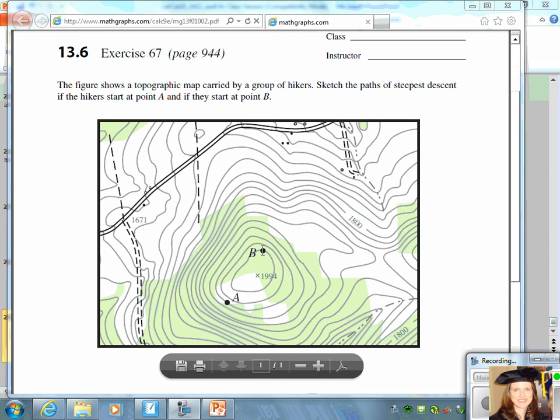Now, if you're at point B, if you're going south, you're probably heading towards the top of the mountain. But if you head northeast, that's going to be the steepest descent, at least for the first part of it there.